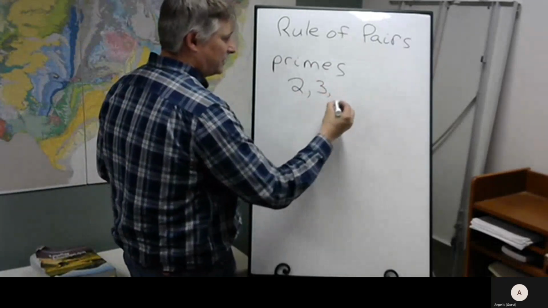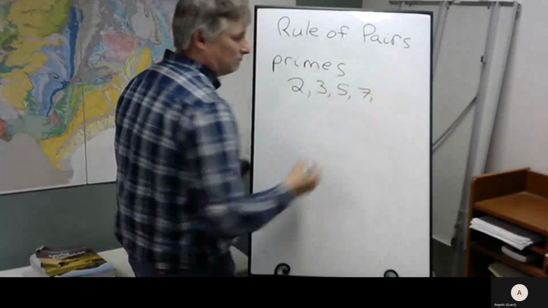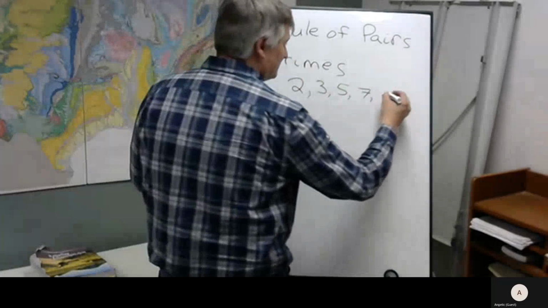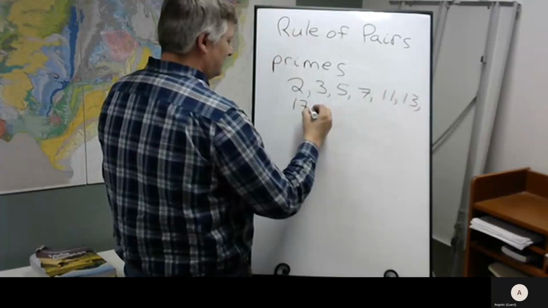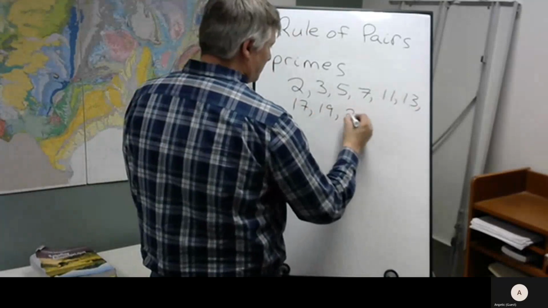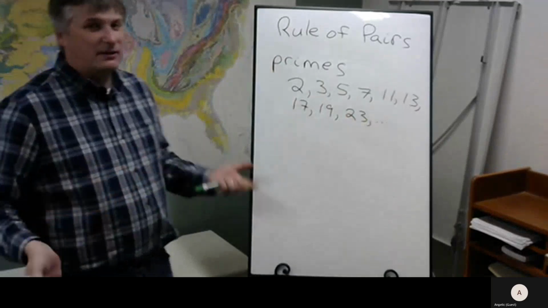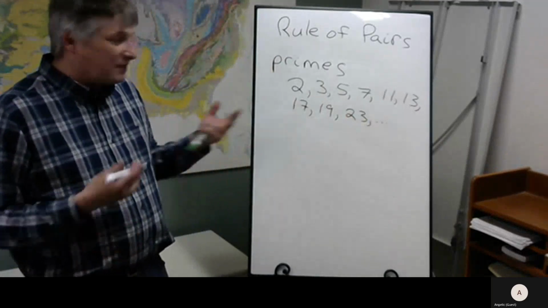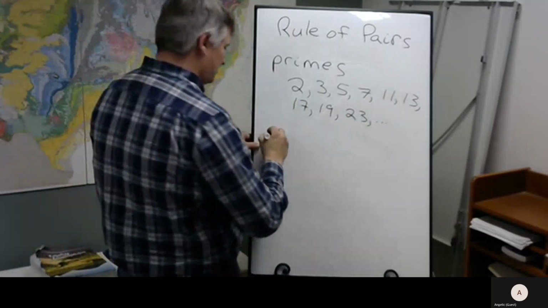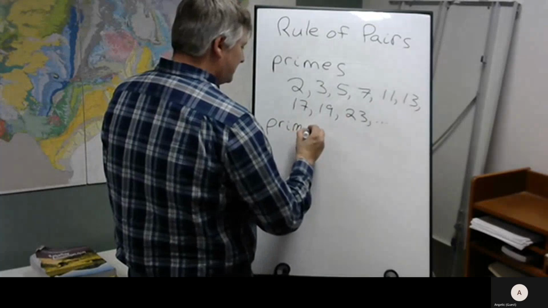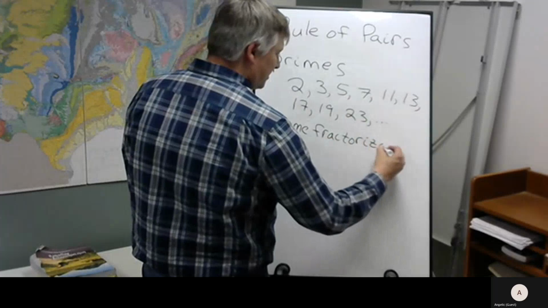3 times 1 gives you 3. Only 5 times 1 gives you 5. Only 7 times 1 gives you 7. Same with 11, 13, 17, 19, 23, and so on. And there's infinitely many prime numbers. And well, this is the beginning of the primes. So a prime factorization is we rewrite a number as a product of primes.